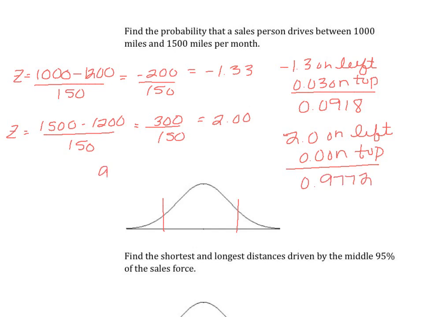We want to take 0.9772 and subtract 0.0918 and see that the area in between is 0.8854. So the probability that a salesperson drives between 1,000 and 1,500 miles per month is 88.54%.